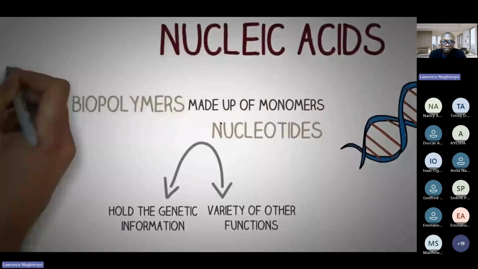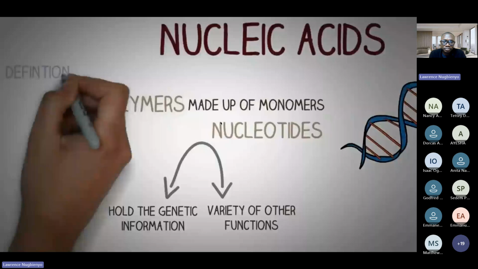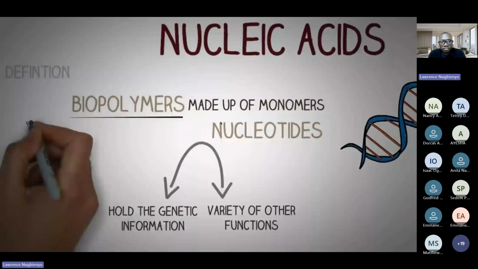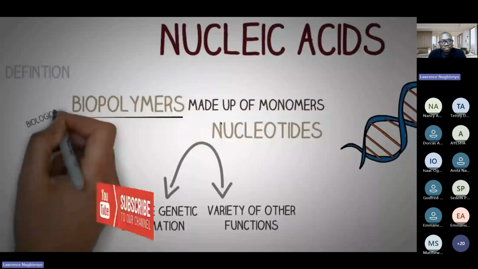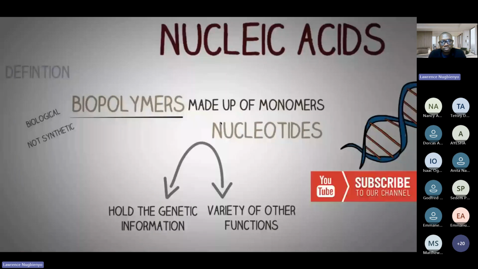Let's first try to understand the definition of nucleic acids. So nucleic acids are biopolymers. Bio means that they are synthesized inside biological systems and they are not synthetically synthesized. They are polymers, which means they are made up of repeated units called monomers, which in this case are nucleotides.